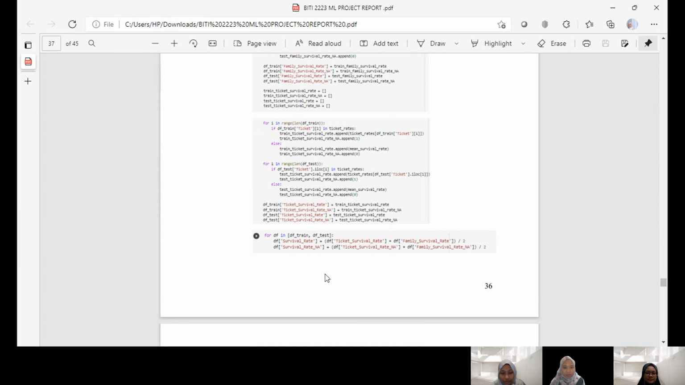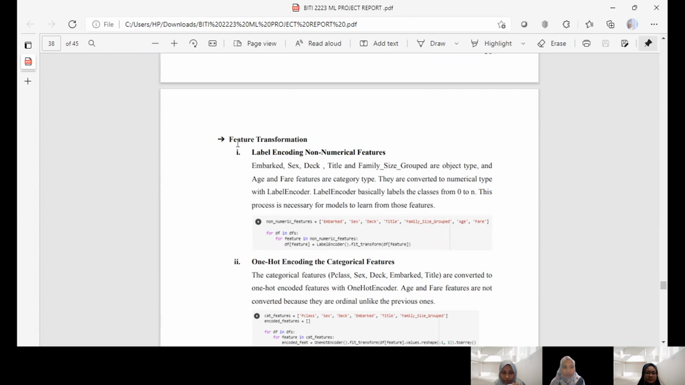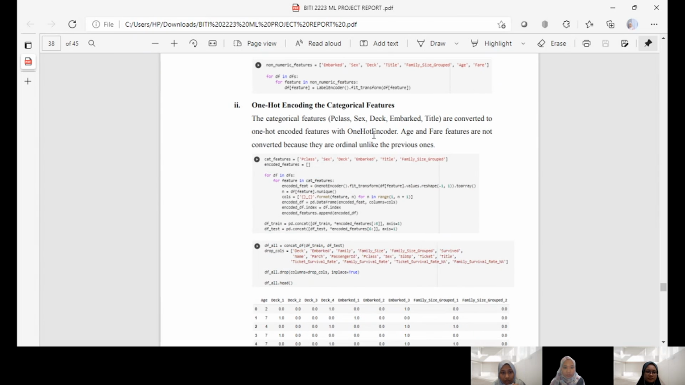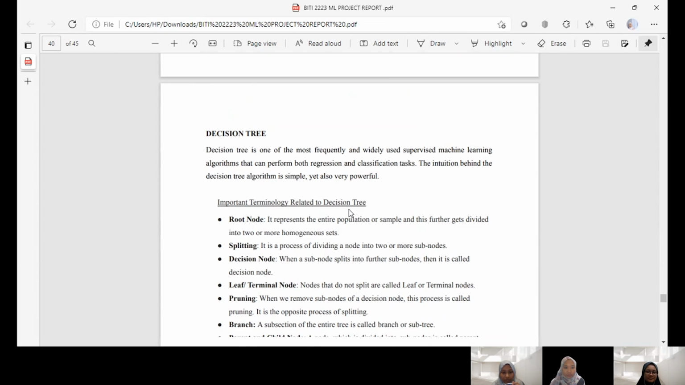Then we have the feature transformation. In feature transformation, we have two: label encoding for non-numerical features and one hot encoding for categorical features. In label encoding non-numerical features, we have embark, sex, deck, title, and family size group because they are object types, and age and fare features as category types. In one hot encoding, we have Pclass, sex, deck, embark, and title. Next, we have the decision tree.